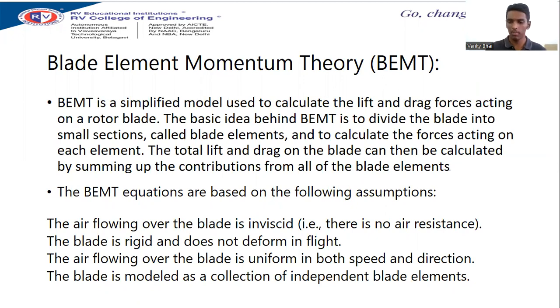A few assumptions which we take while calculating blade element momentum theory: the air flowing over the blade is inviscid, that means there is no resistance of the air, and the blade is rigid and does not deform. The air flowing over the blade is uniform in both speed and direction. The blade is modeled as a collection of independent blade elements.